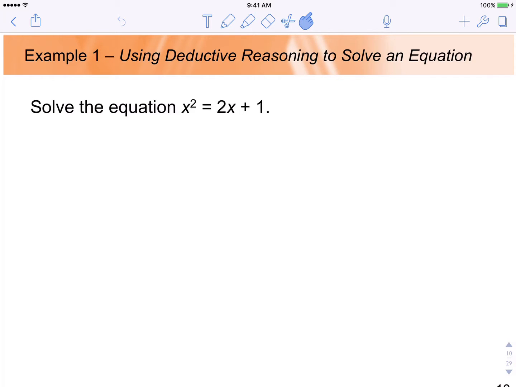Okay, so example 1 from section 1.1 is to use deductive reasoning to solve an equation. Specifically, we're going to solve the equation x squared equals 2x plus 1. If you remember from algebra, and if you don't, that's fine, we're not focusing on the algebra part here. This is just an example that you may have seen in the past to tie in the concepts that we're learning in this course.